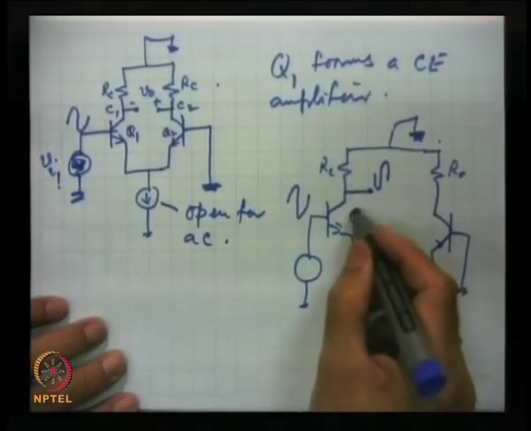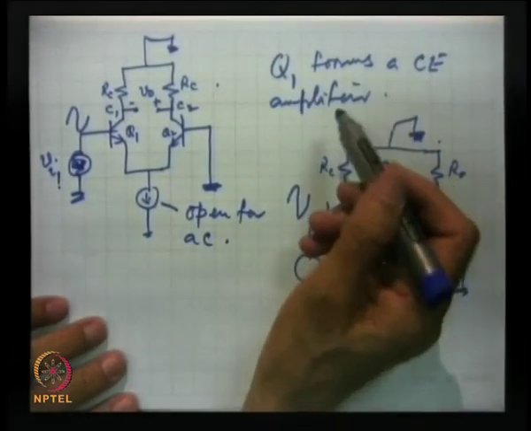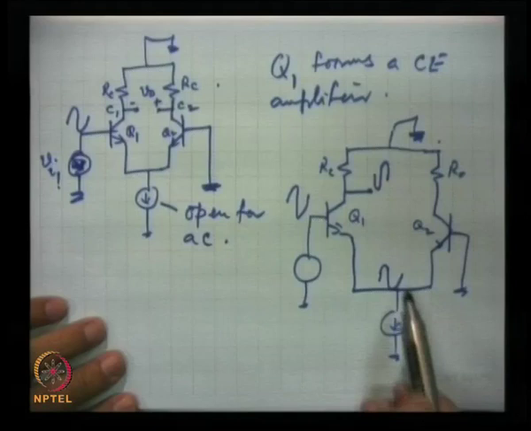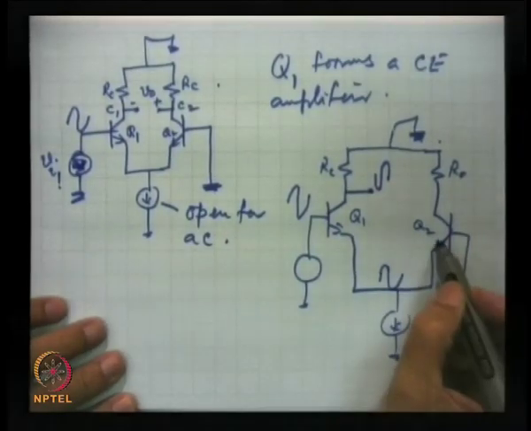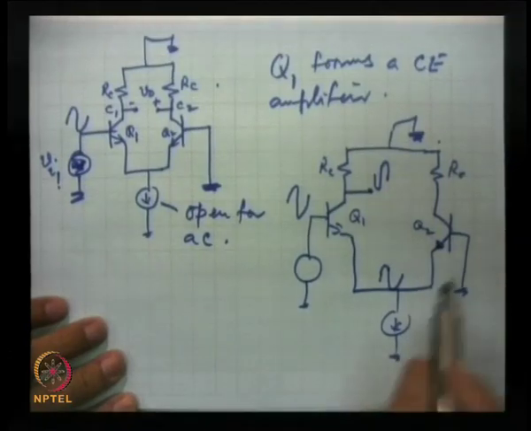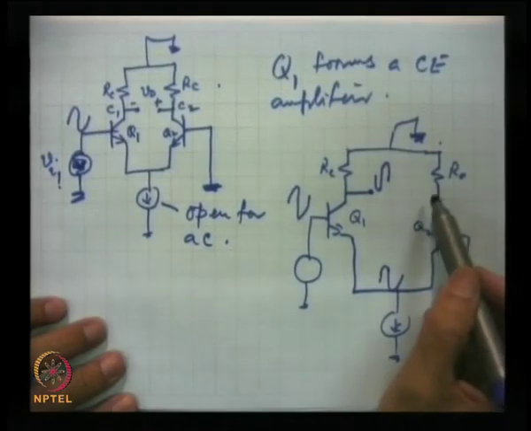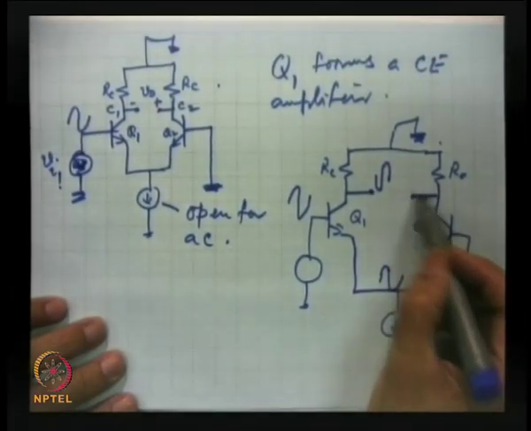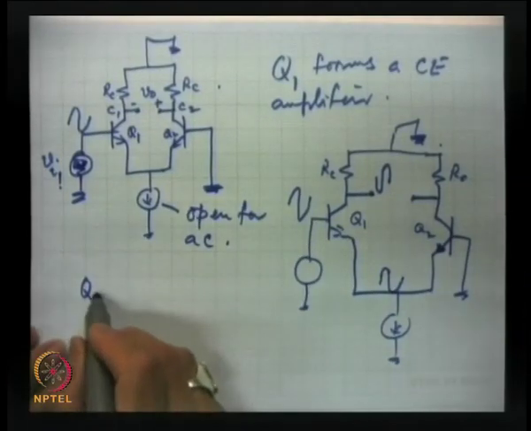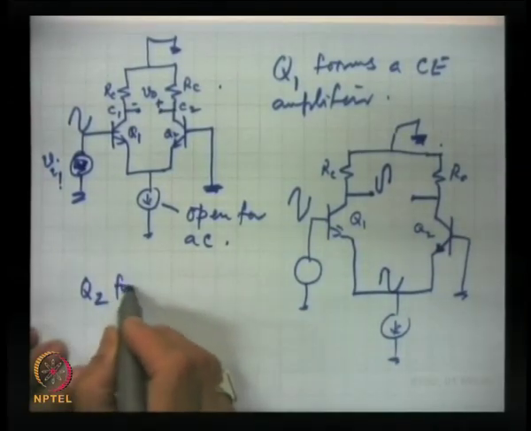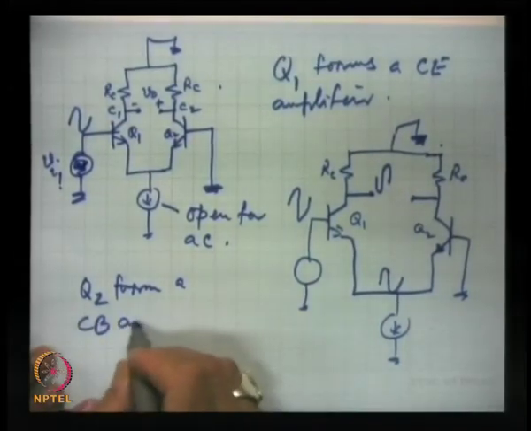Now, very important point, Q1 forms a CE amplifier, but now look here, this signal will propagate from here to this emitter. So, the signal is applied at the emitter, and we are taking it at the collector. This is Q2, CB form. Q2 forms a common base CB amplifier, very important point.